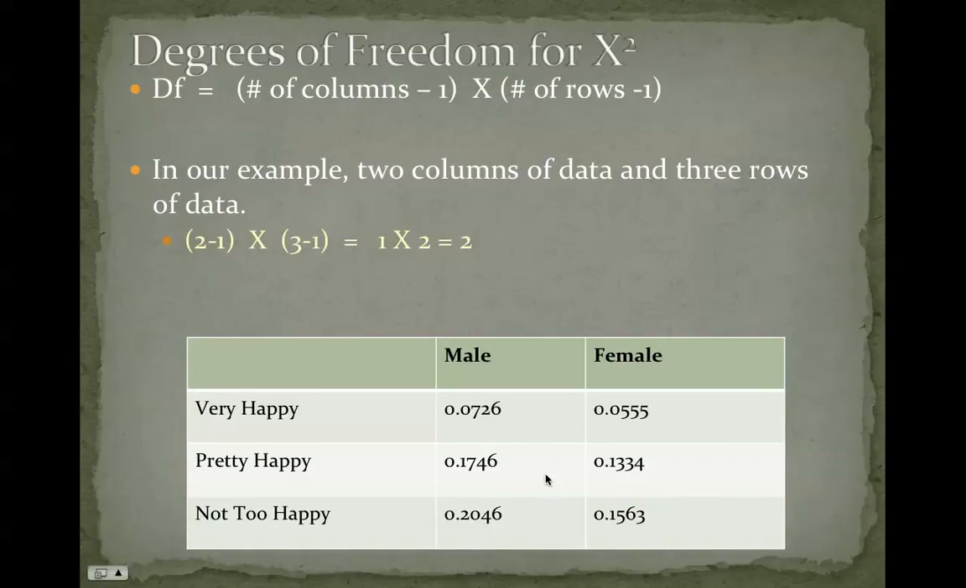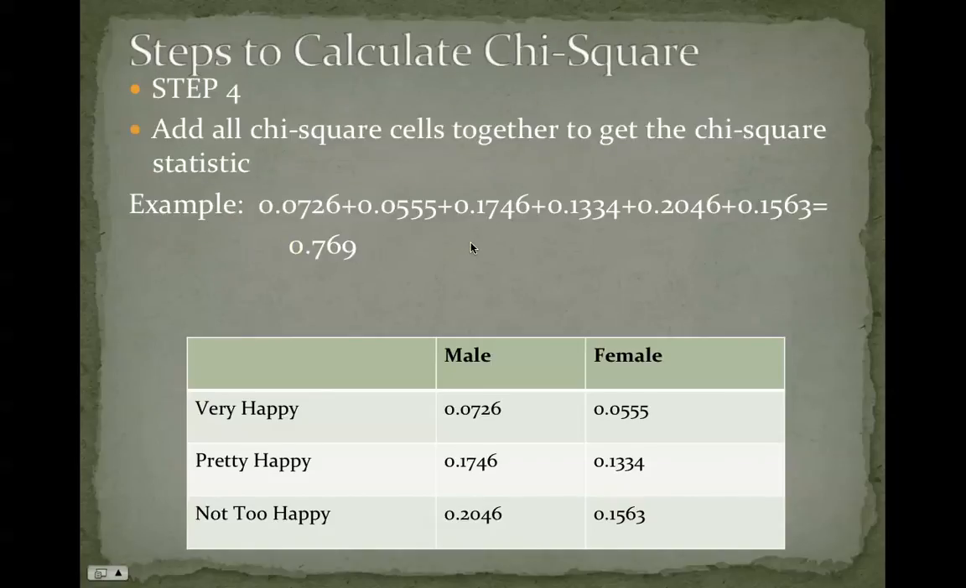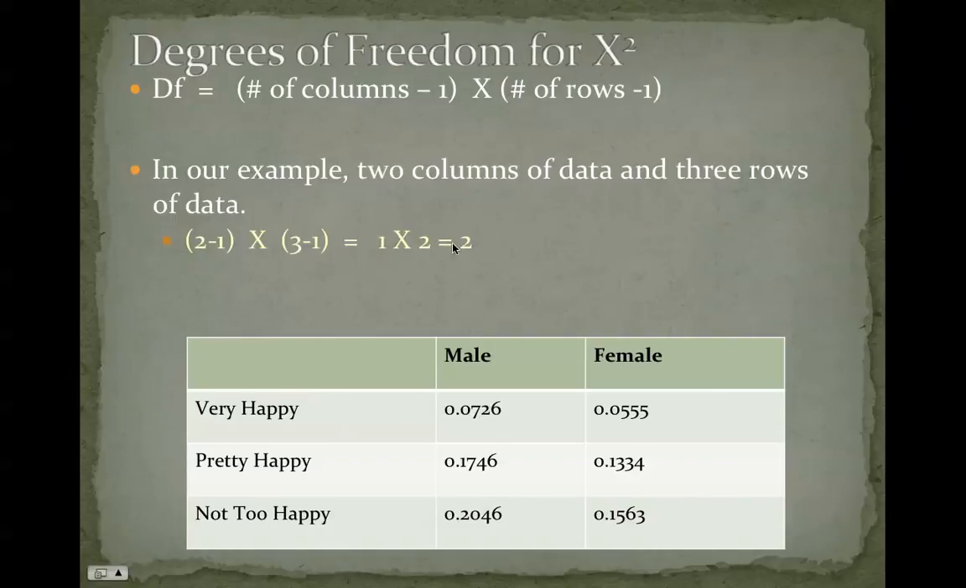So here it's the number of columns minus 1, so 2 columns minus 1, and then the number of rows, which is 3 minus 1. So 2 minus 1 times 3 minus 1. That equals 1 times 2, which equals 2. Okay? So 2 is the degrees of freedom we have. So the 2 pieces of information we have so far are a chi-square test statistic of 0.769 and a degree of freedom of 2. So what do we do with that?